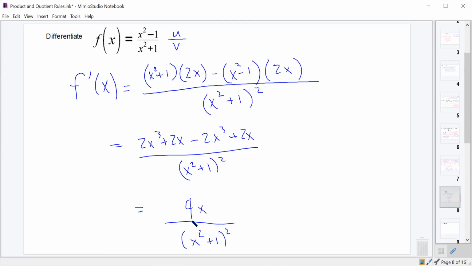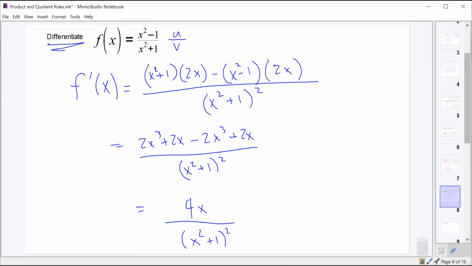So differentiate just means finding the derivative. Correct. Oh, yeah. I should have said that. Differentiate just means find the derivative. Any questions on that process? Not too bad. Once you know the rule, maybe proving the rule is a pain, but once you know the rule, it's pretty easy to apply.